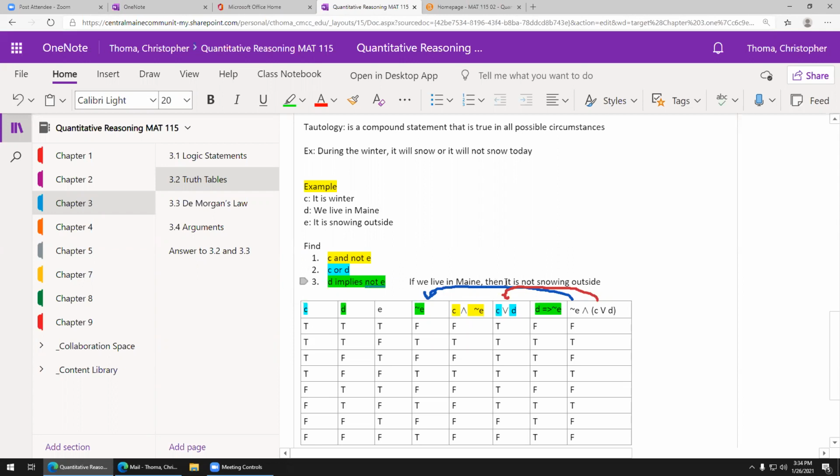But implies is the then statement. So if we live in Maine, there's D, then it is not snowing outside because it is not E, and E is it is snowing outside. So you might have to do things like that where it'll tell you to write a statement out using D implies not E. And on the test and on the homework, it's multiple choice, so you have a bunch of options. That will be a little bit beneficial in that aspect. It will help limit the possible answers we can get because it'll be multiple choice.